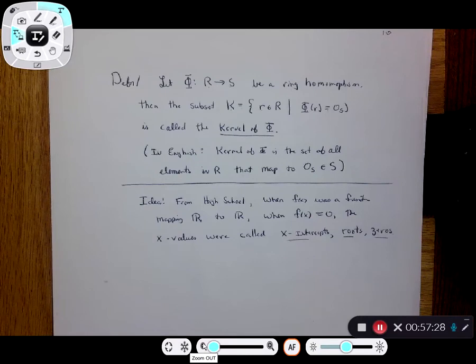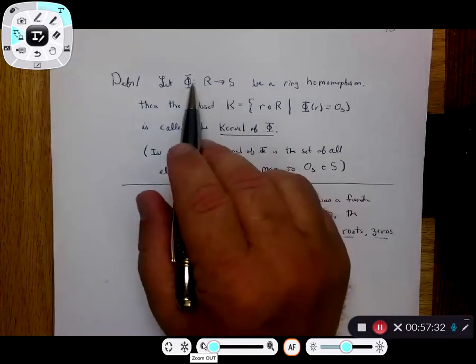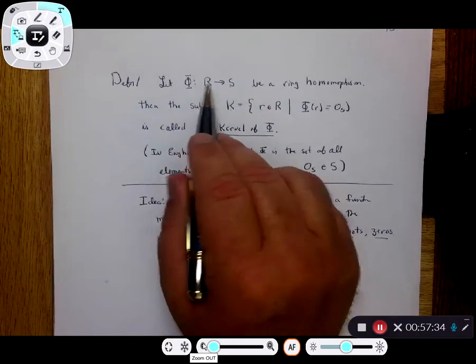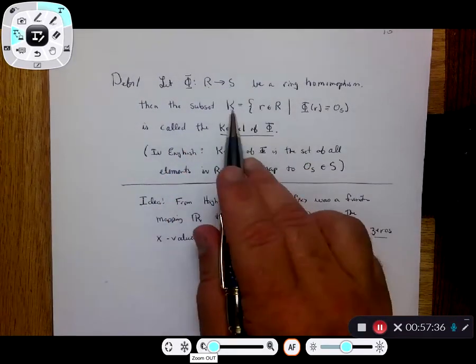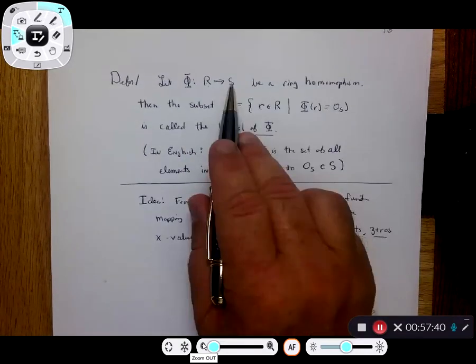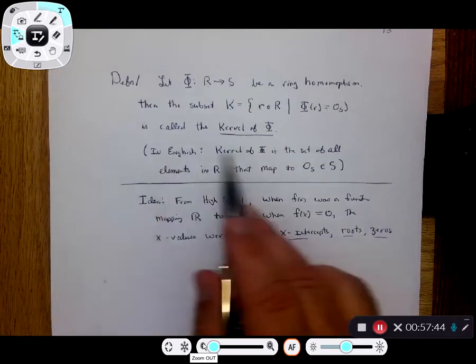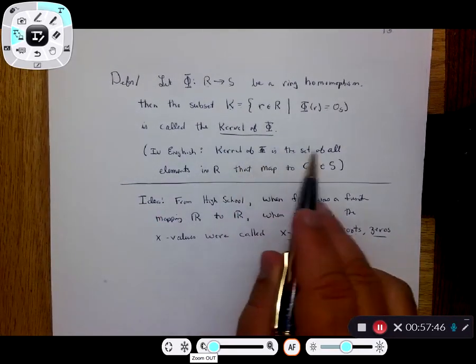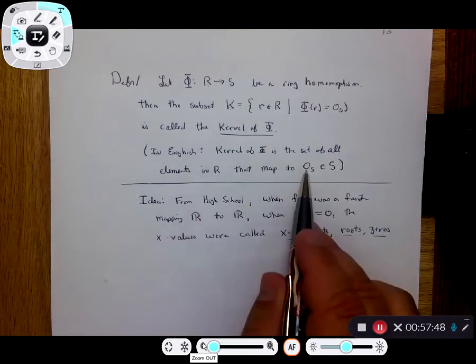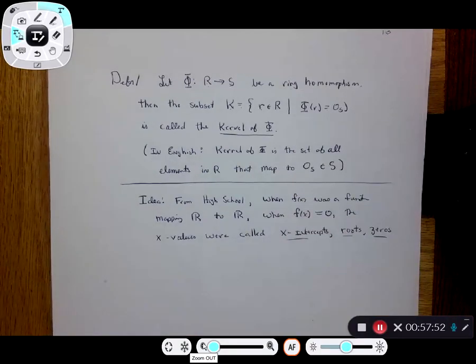Now, who is this K? Well, you've got a homomorphism, a mapping going from ring R to ring S. To be inside K, you have to come from R, and you have to map to the 0 element over here in S. So in English, the kernel of phi is the set of all elements in R that map to 0_S, an element of S. Now the idea is this. This kernel of a homomorphism is really special.